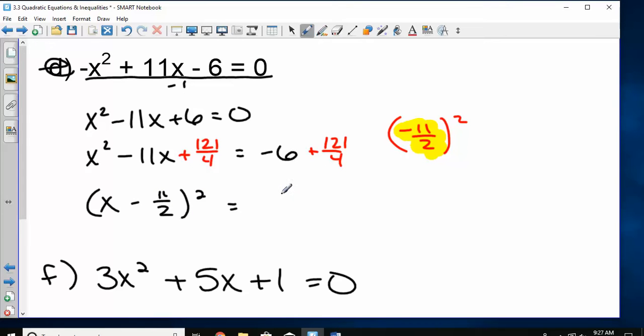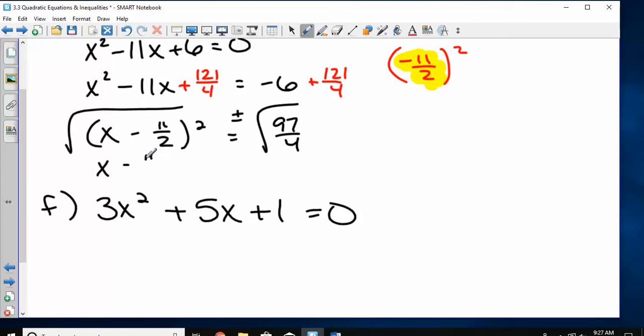What's this? 97. Thank you. Square root plus and minus. So I have x minus 11 over 2 equals plus and minus the square root of 97. Any perfect squares go into that? No, so we're just going to leave it. Over 2. Final step, add.